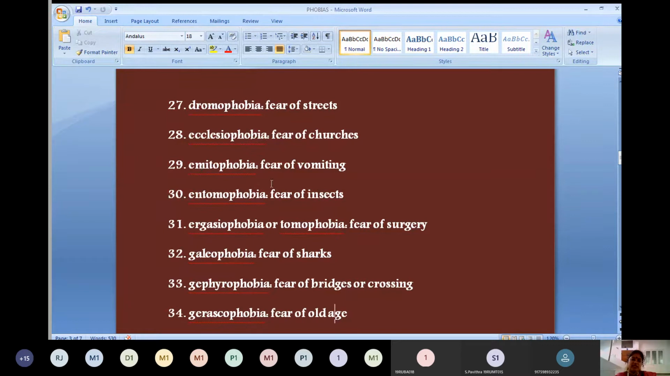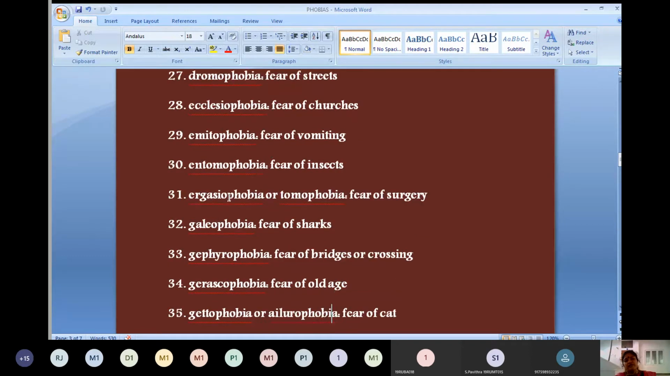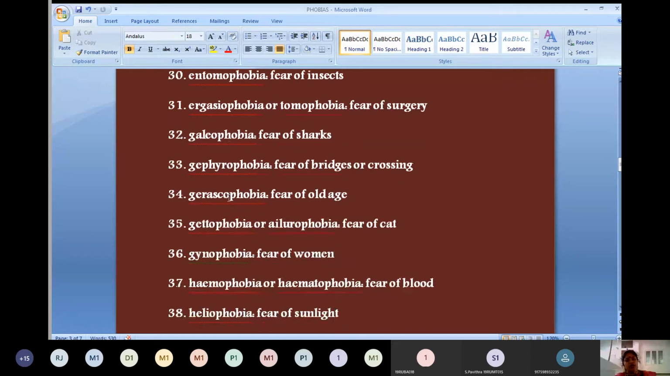The study of the insects is called entomology. So, the fear of insects is called entomophobia. Then, fear of surgery is called topophobia or ergosiophobia. Then, fear of sharks, the living creatures in sea, galleophobia.